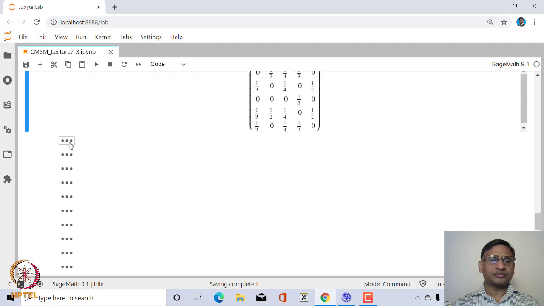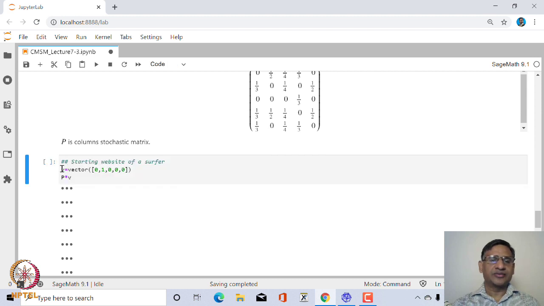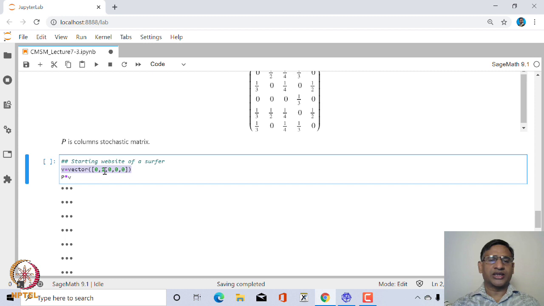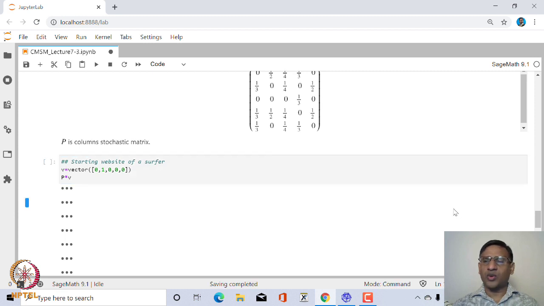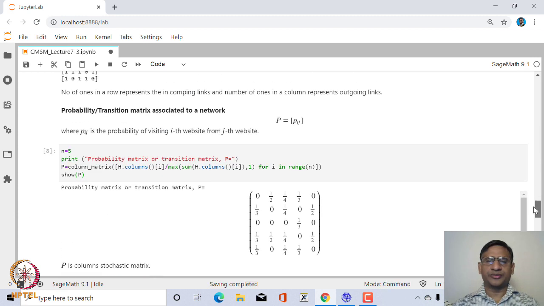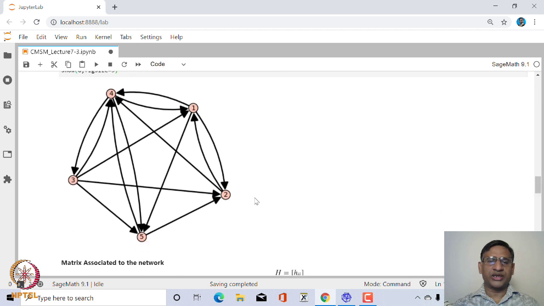Now suppose somebody starts from, let us say, second website. He starts surfing this particular network from second website. So after 1 click from second website you have 2 outgoing links, 1 to 1 and 1 to 4. So there is a half probability to be at 1, probability at 4 also half, right.